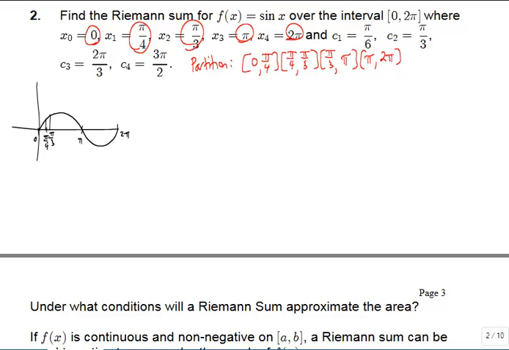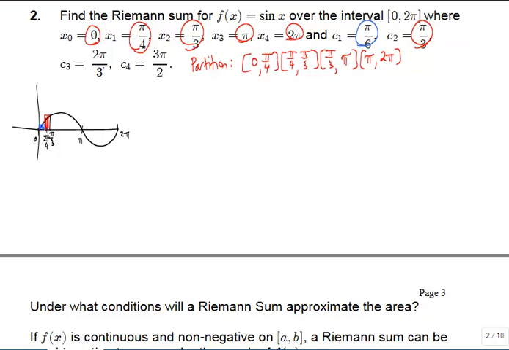Now, how high should these rectangles go? That's what these c values are. So pi over 6 means we're going to go to wherever pi over 6 would be, and that's going to be how high this rectangle should be. So something like that. And then we're going to go to pi over 3, which would be the right endpoint, and we're going to draw that rectangle.